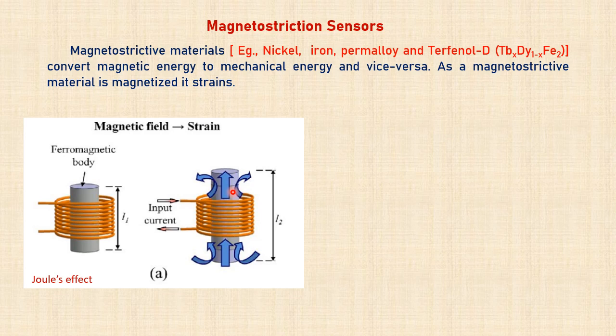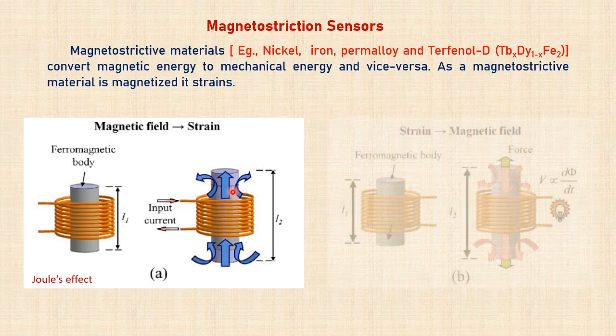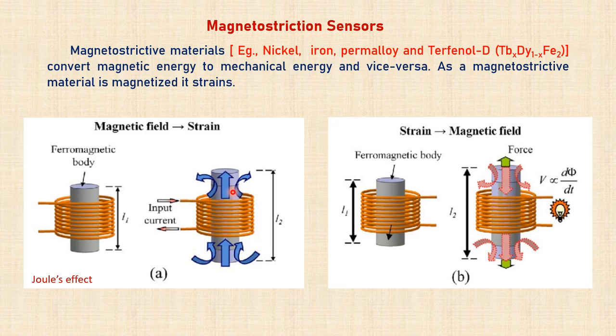And the vice versa is also possible. Now look at figure B, where the strain can be converted to magnetic energy. Say, for example, I take a ferromagnetic rod and I try to apply some strain to it. We try to bring a strain in that rod by applying some force. So now what happens? A potential difference is developed between these two ends.